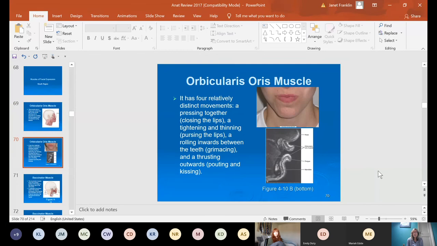It has four relatively distinct movements: a pressing together or closing the lips, a tightening and thinning or pursing the lips, a rolling inwards between the teeth as in grimacing, and a thrusting outwards or pouting or kissing. So any kind of circular motion with the lips is going to be part of that.